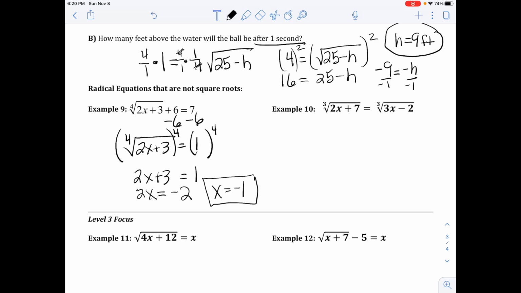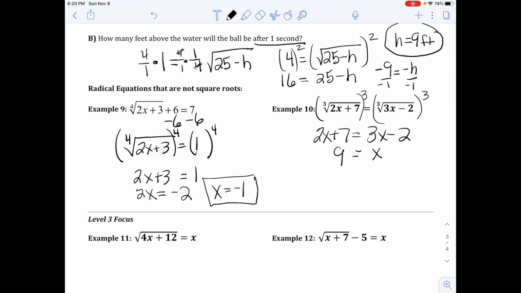In example 10, we have cube roots. They are both isolated. There's nothing in front of them. There's nothing around them. And so again, we're going to raise both sides to whatever the index is. So the index here is 3. And so we would say we're cubing both sides to undo the cube root. 2x plus 7 equals 3x minus 2. Subtract the 2x, you get x. Add the 2 to the other side, you get 9.